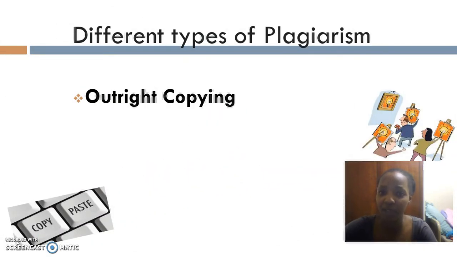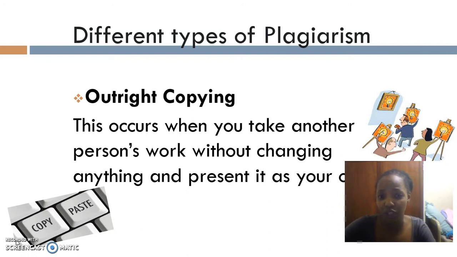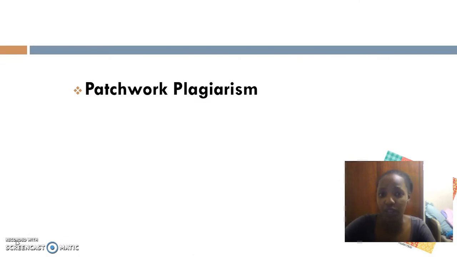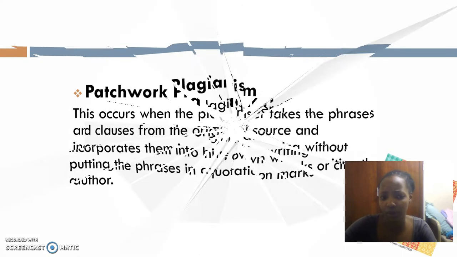We have different types of plagiarism. The first one is outright copying. This occurs when a person takes another person's work without changing anything and then presents it as his own. And then we have patchwork plagiarism. This is when a person takes a bit of this and a bit of that and incorporates it in his own writing without putting phrases in quotation marks or citing the author of that source.